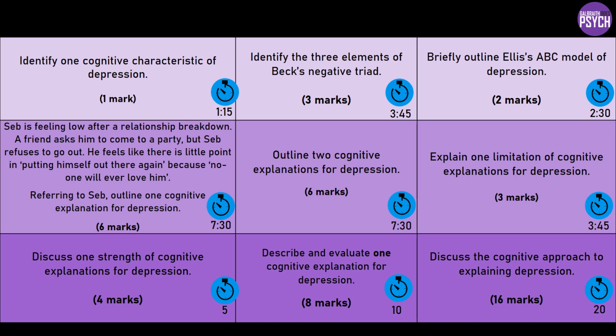In terms of application, are we seeing elements of the triad? Yeah, of course we are. Seb has negative thoughts about the future. We can infer from that quote that he thinks no one will ever love him. That's a future thing, isn't it? It's never going to get better. It's never going to be good. And he's also got negative thoughts about himself, a negative self-schema. We can infer from that second quote that he isn't feeling very good about himself.